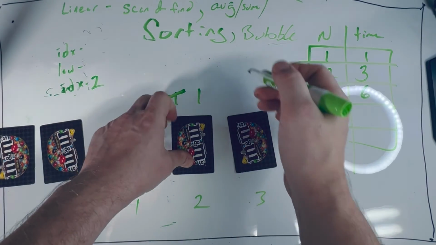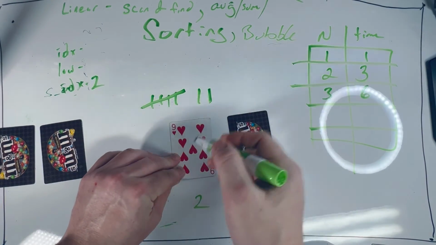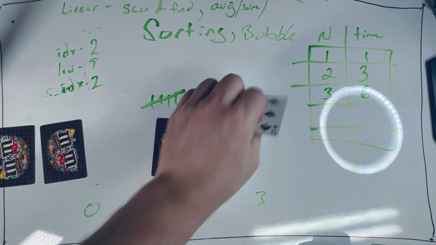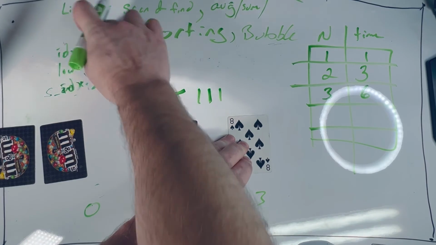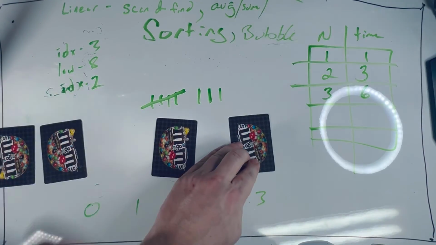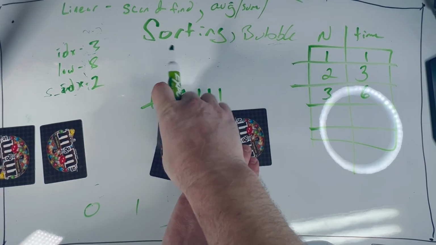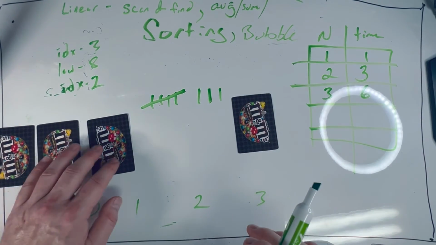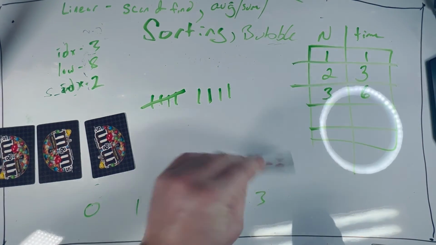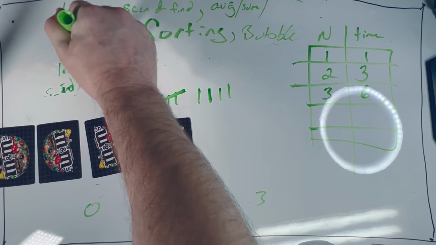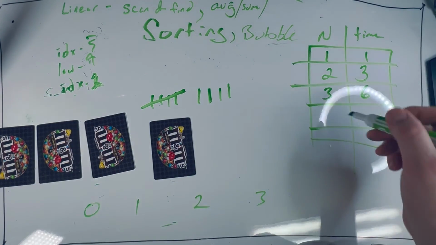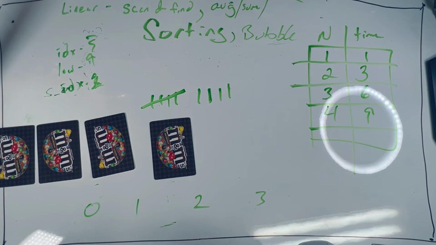And I know I'm looking at that. So 2 is a 9. Flip it back. 3 is an 8, which is lower than a 9. Flip it. So my lowest index is 3. Swap it. I know that's the lowest number. And then I go on to my last one, and I check 1, 9. So it's 3, 9, done. So that took me 9 things. So 4 to 9.